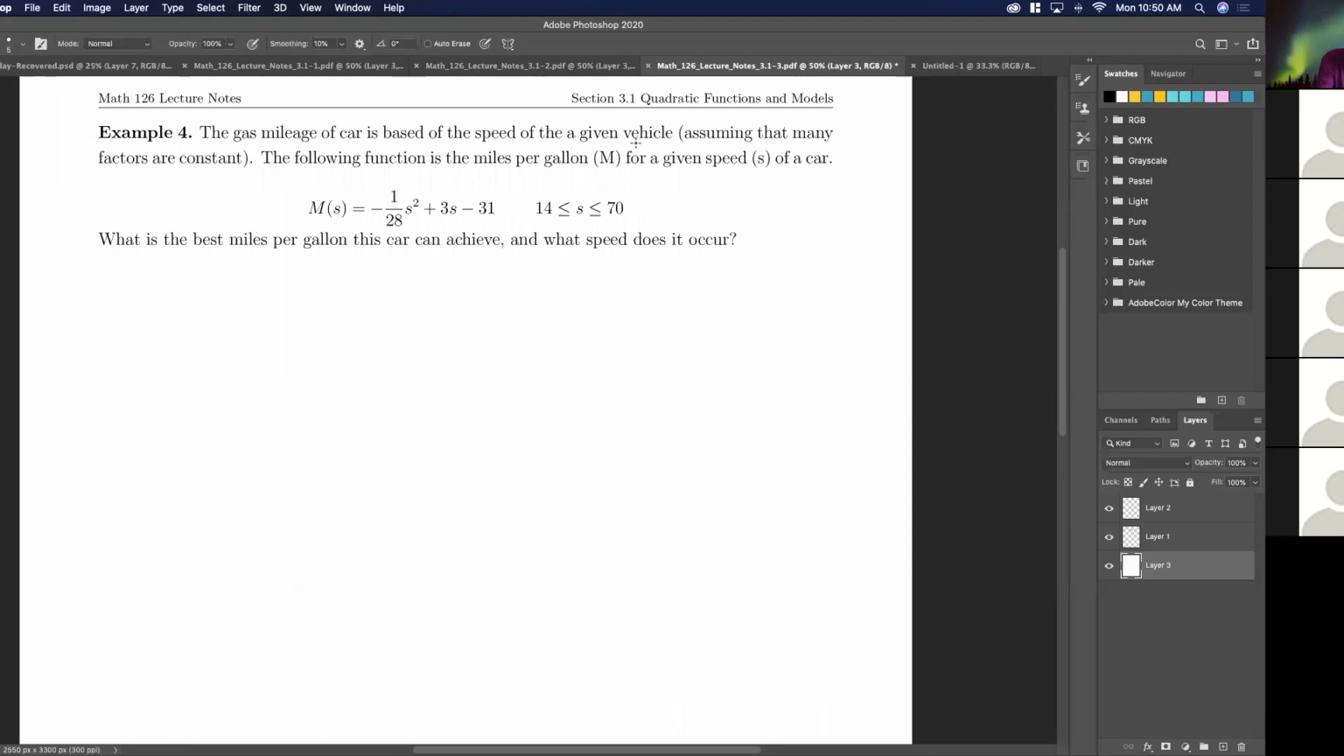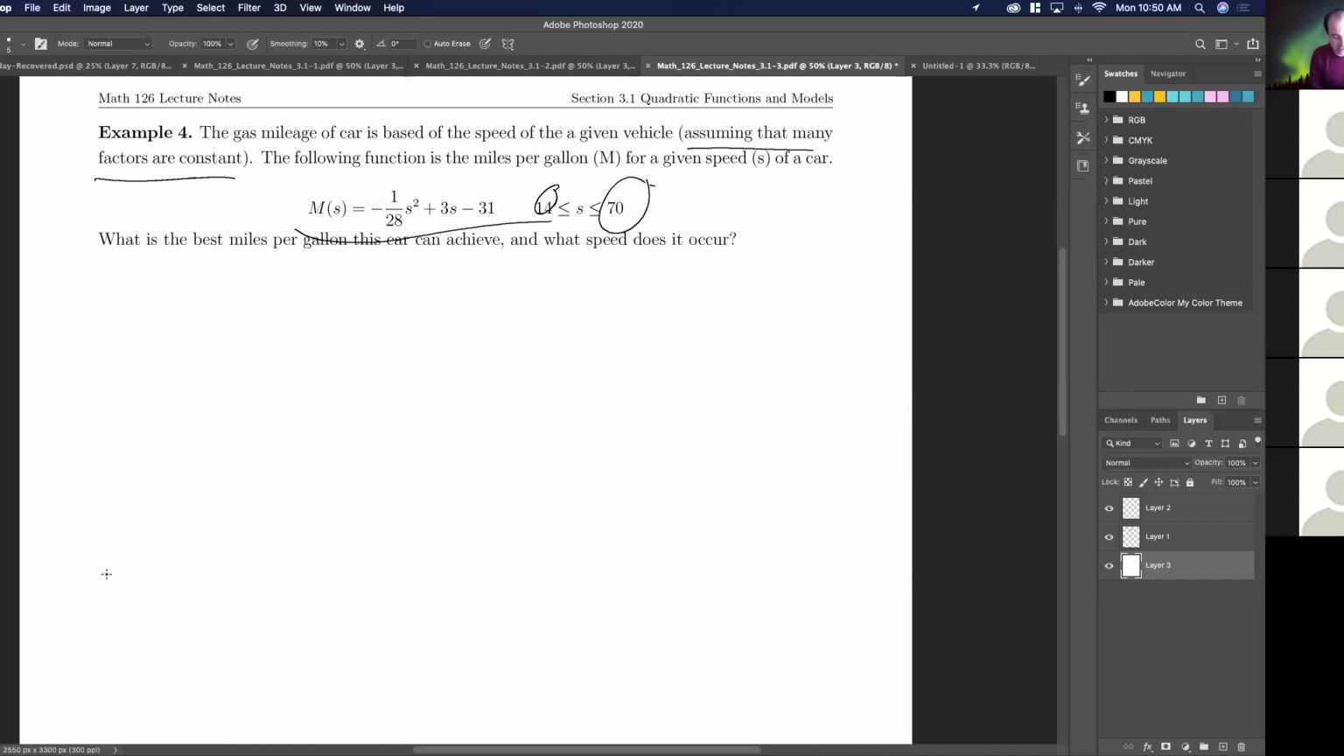a gas mileage of a car is based on speed, assuming many factors are constant. The following function for miles per gallon for a given speed of a car is given by this formula, which is actually not bad, especially between 14 and 70 miles per hour. Most of you have a little display in your car, some cars have it, not all, that shows how many miles per gallon you're getting. That's because the car knows what it's putting in and knows how fast you're going, so it just crunches the calculation.